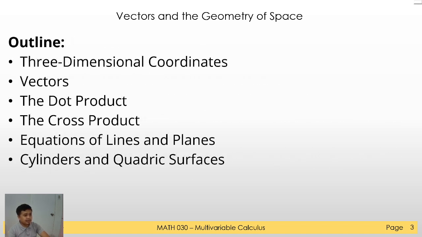Okay, so we have the following outline. So we have three-dimensional coordinates, the vectors, the dot product, the cross product, equations of lines and planes, cylinders and quadratic surfaces. So for this tool, now we have the applications of vectors in the geometry of space. We will not get into deeper details with this tool, but I will give you an idea on how to solve for these two topics.